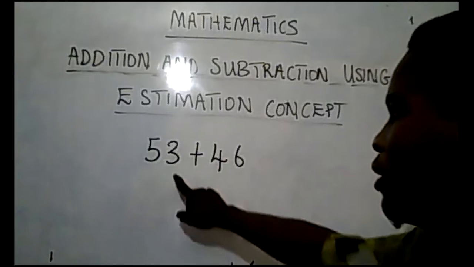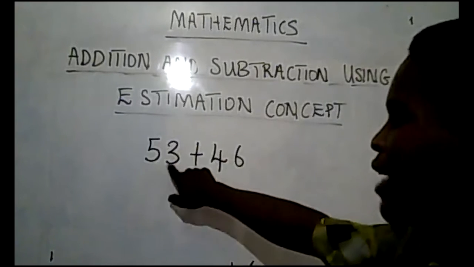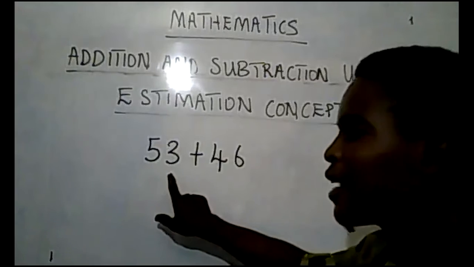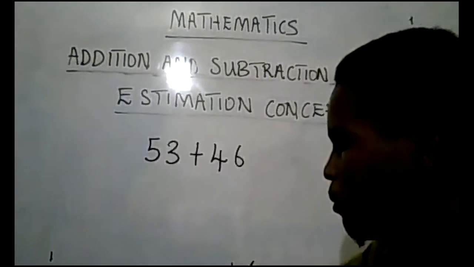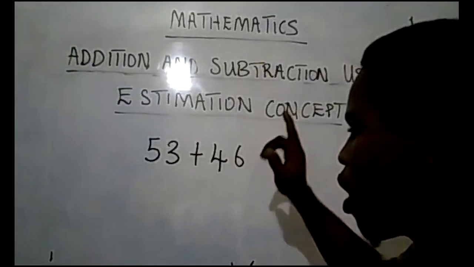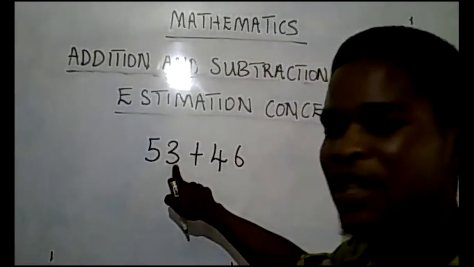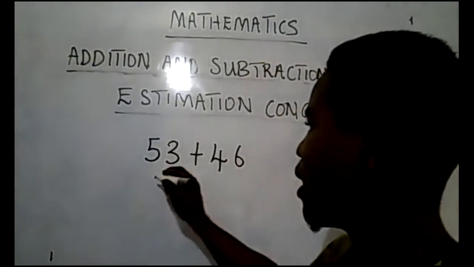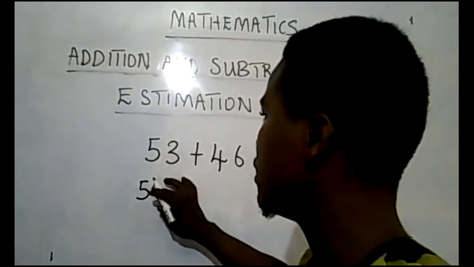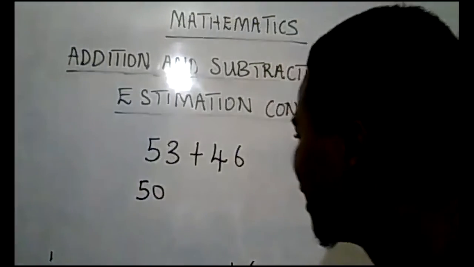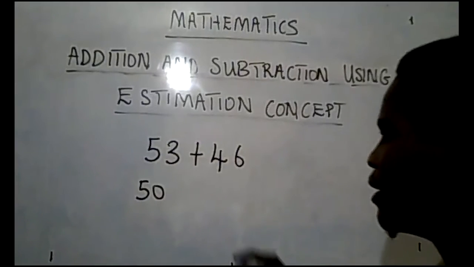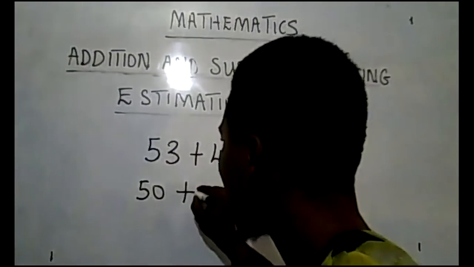Now, look, 3 is not up to 5. And I told you in the last class that if it is not up to 5, automatically you are going to be rounding down, not up. Since we have 3 here, automatically we are rounding this to 50, because 53 is closer to 50 than to 60. Then you put your addition sign.